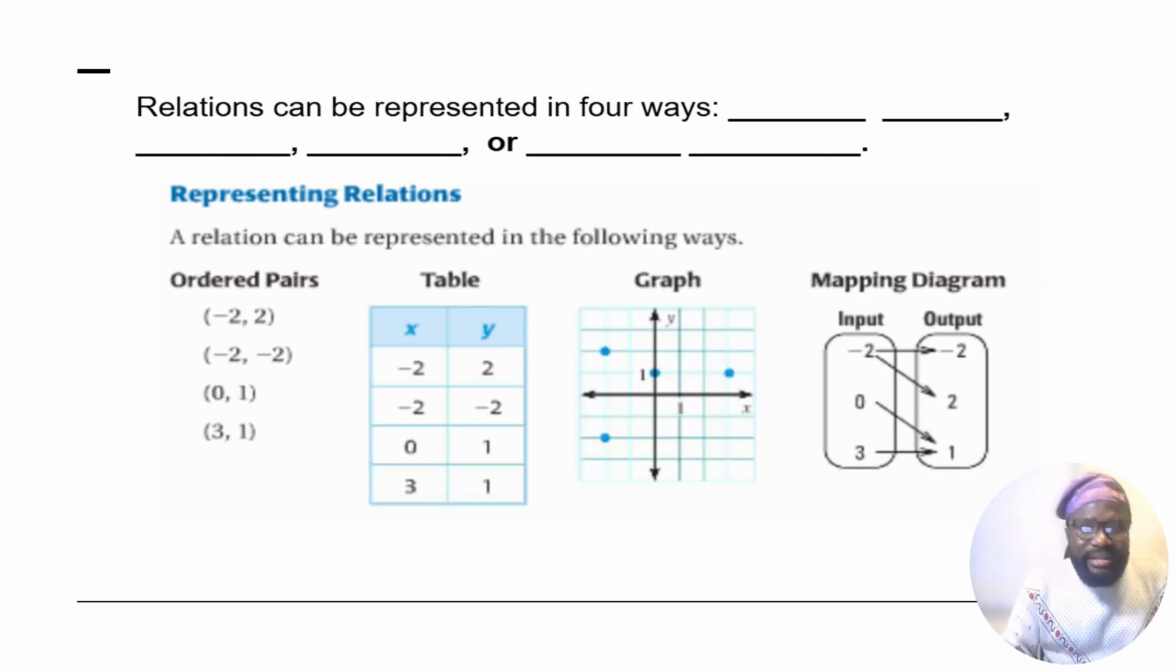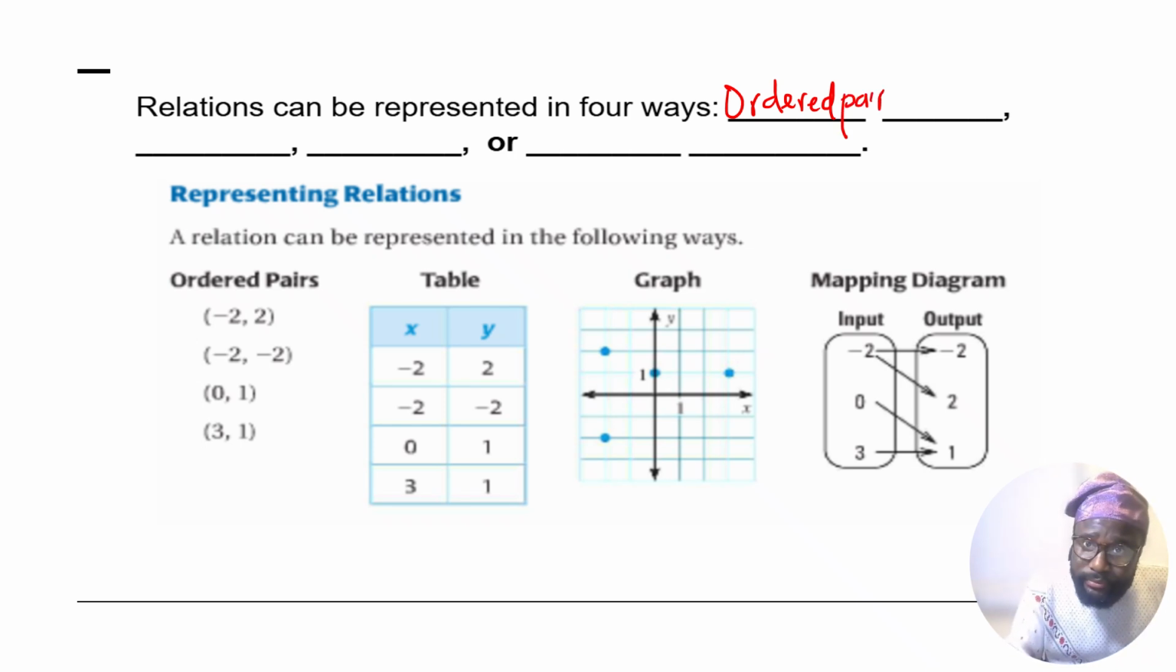Now, relations can be represented in 4 ways. There are 4 ways that we can represent relations. The first one is the ordered pair. Then we have another one, the table. It could also be in form of a graph.